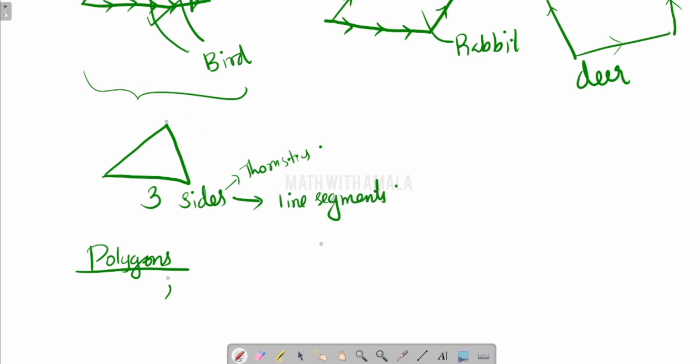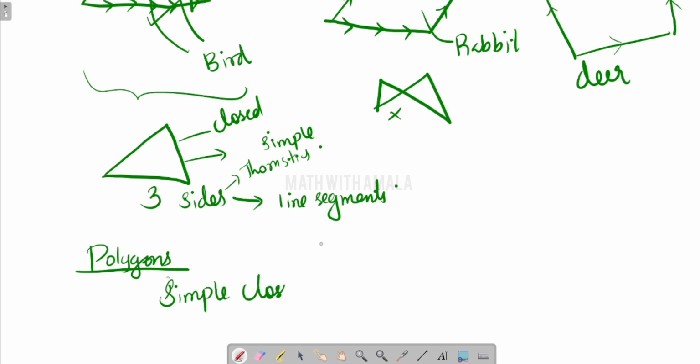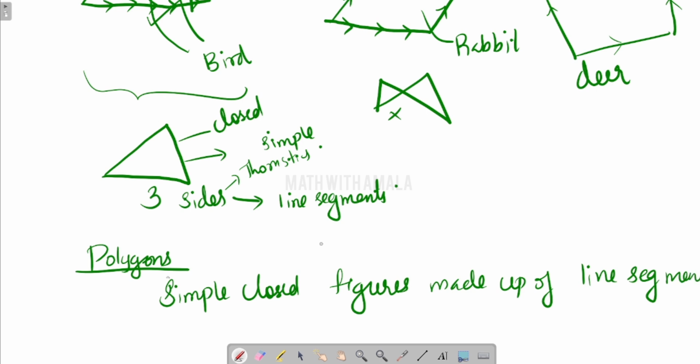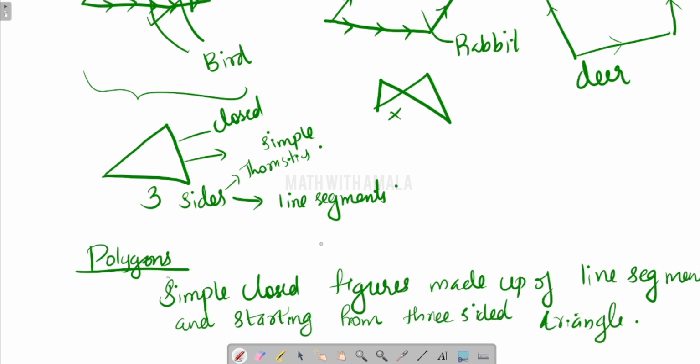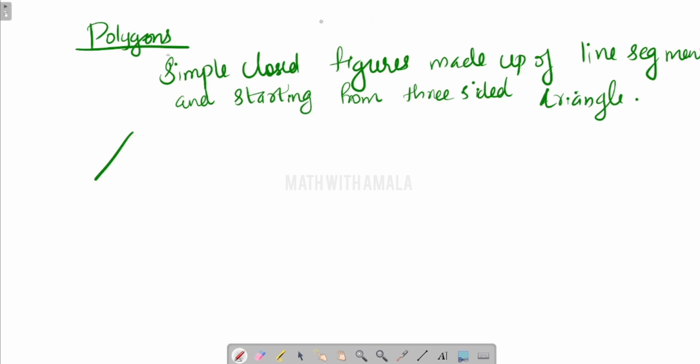Let's make the definition. Before that, let us consider the sides as line segments because they are not having an infinity. It is a line segment case, and it is a closed figure, and it is simple also. There is no crossing in between. Hence, it is a simple figure. So we can say that polygons are the simple closed figures made up of line segments, and these line segments should be starting from 3. That means at least 3 sides are needed for being a polygon. So that means it is triangle.